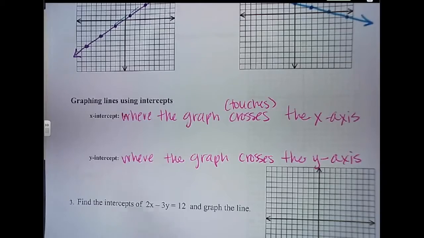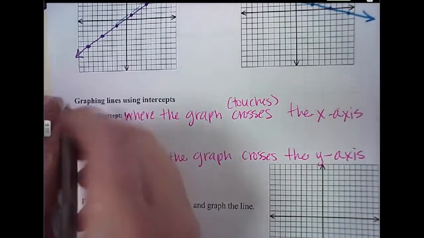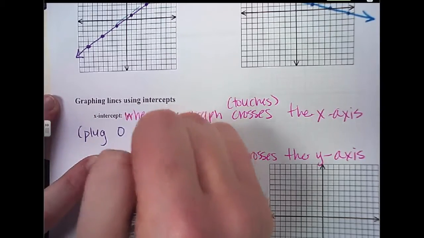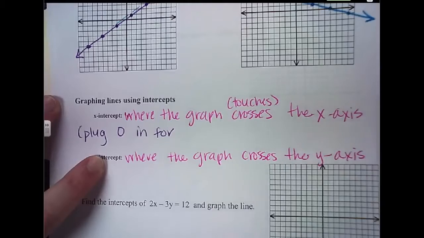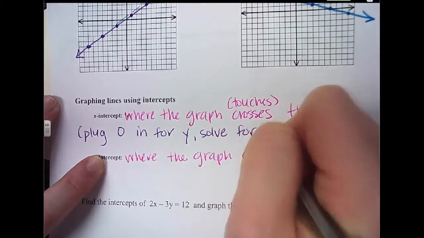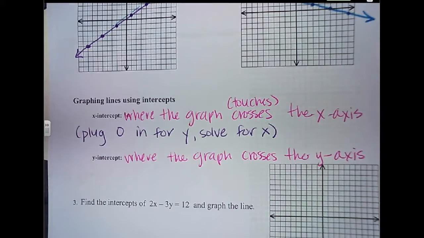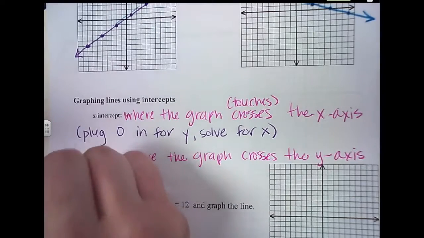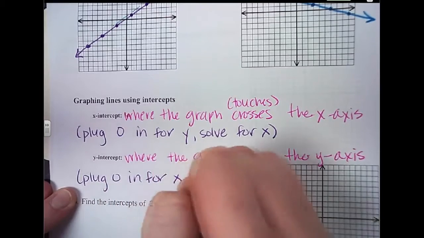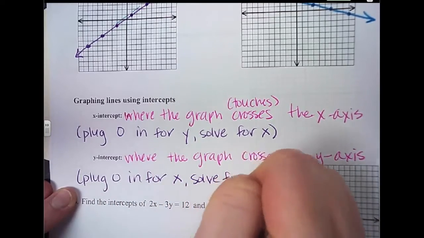So underneath each one of those, I want to write how you find that. If I'm trying to find the x-intercept, I'm going to plug 0 in for the y. So you do the opposite. Plug 0 in for y, solve for x. So you want to get the x by itself. And then, of course, the y-intercept is opposite. Plug 0 in for x, solve for y.